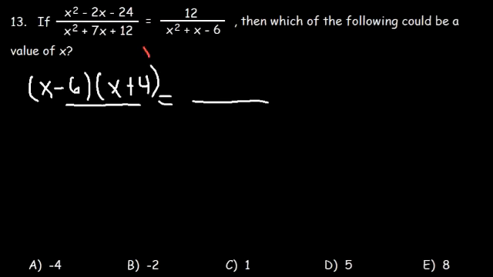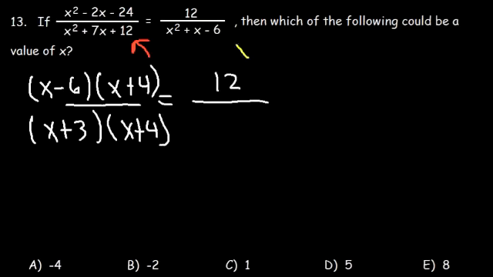Now we need to factor this expression as well. What two numbers multiply to 12 but add to positive 7? This has to be 4 and 3. 4 times 3 is 12, 4 plus 3 is 7. So it's going to be x plus 3 times x plus 4.